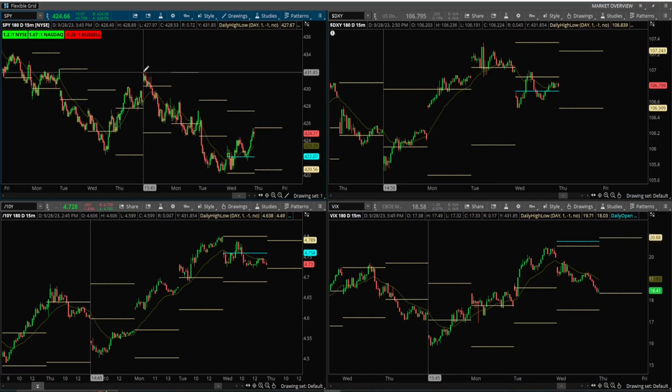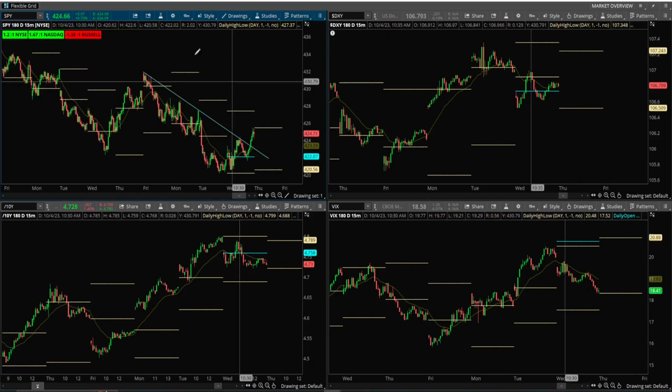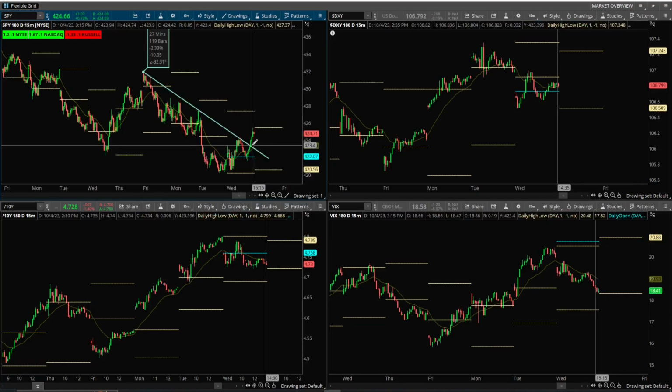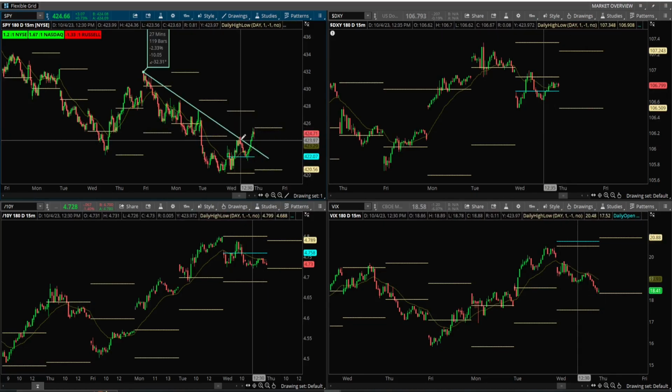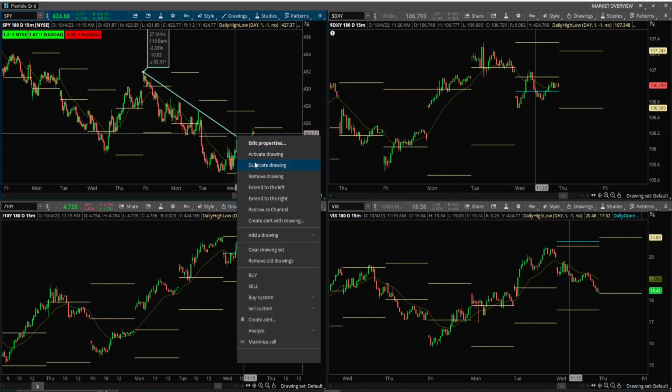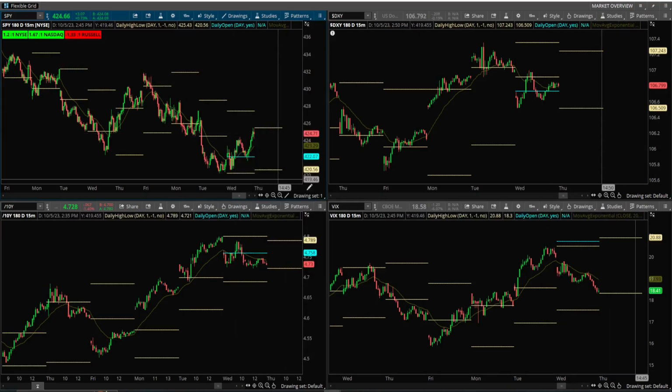If you do look here, we can kind of draw a trend line. As you can see, we did get a bullish reversal here into the close. We also topped out at that upper trend line today, which did line up with these lows from Monday. So nice bullish reversal coming in here in the stock market.